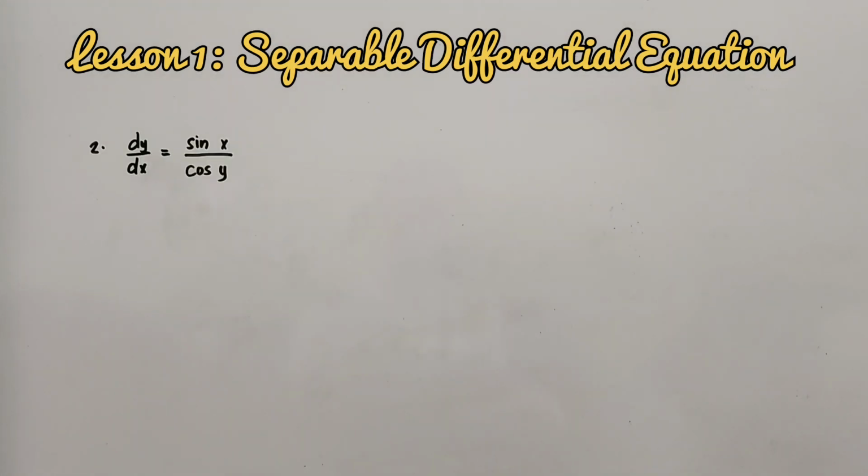Since each side of the equation involves only one variable, then it is a separable differential equation. In this given, we can rewrite the equation by applying cross multiplication. Cos y dy equals sin x dx. Take note that all the y variables are on the left and all the x variables are on the right. Therefore, we can say that this is a separable differential equation.